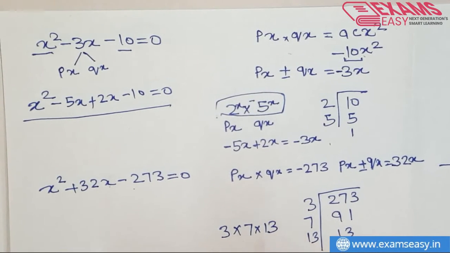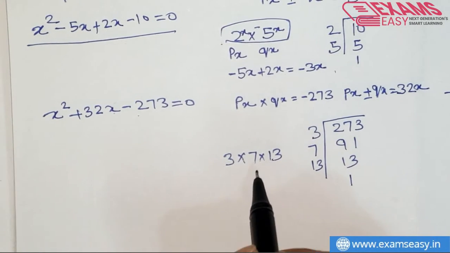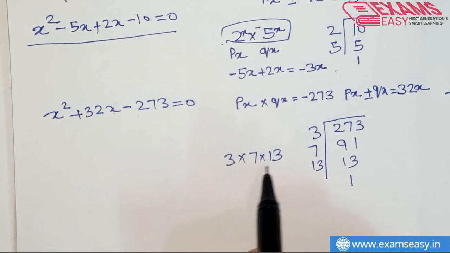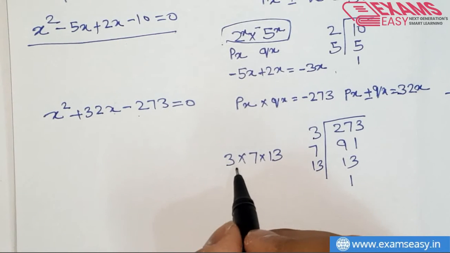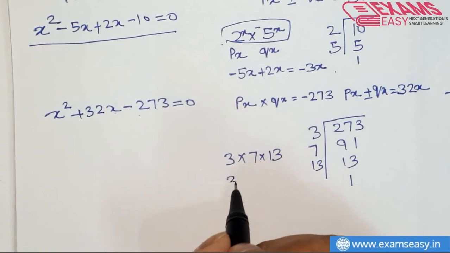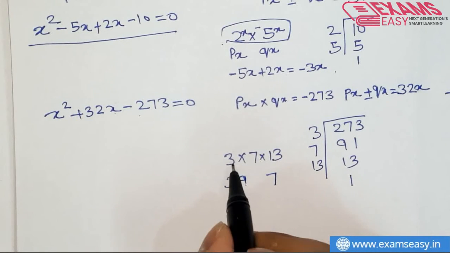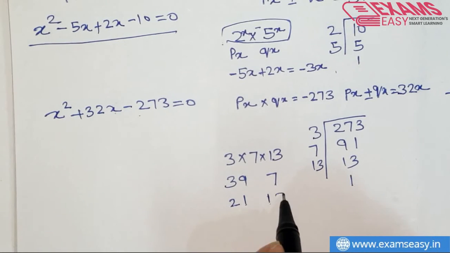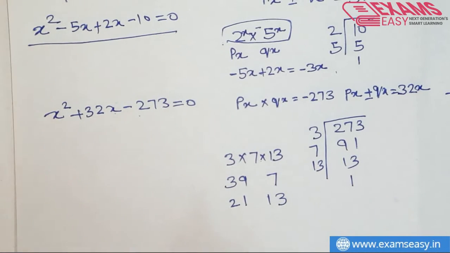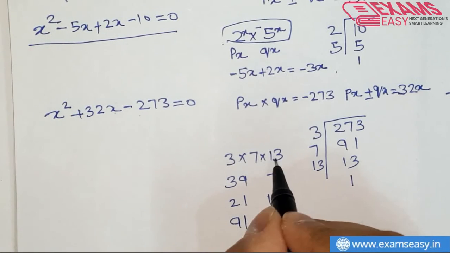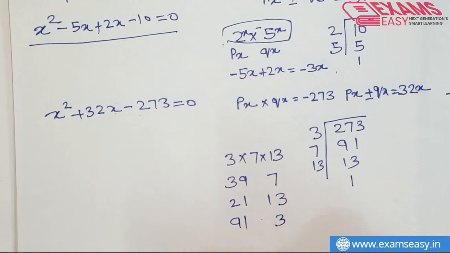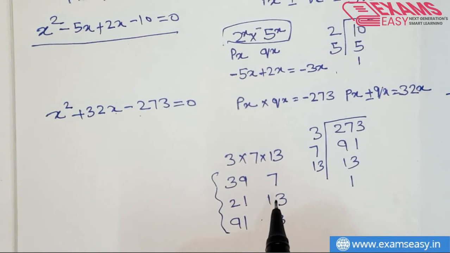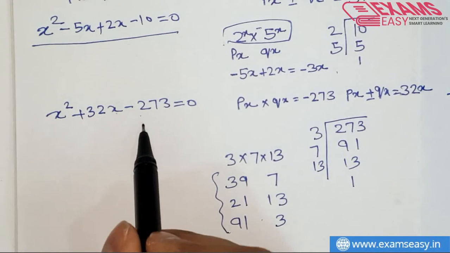But we have to choose only two digits, that is px and qx. So what would be the possible combinations? One possible combination would be 13 into 3, that is 39, and 7. One could be 21 and 13, and one could be 91, that is 13 into 7, and 3. So let us see out of these three which one will be possible for this quadratic equation.